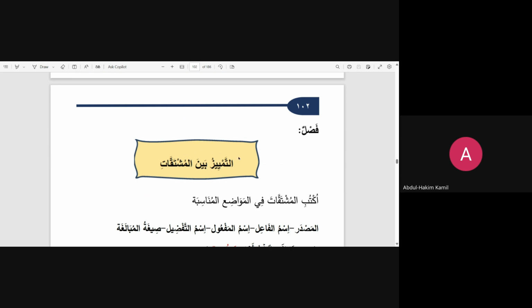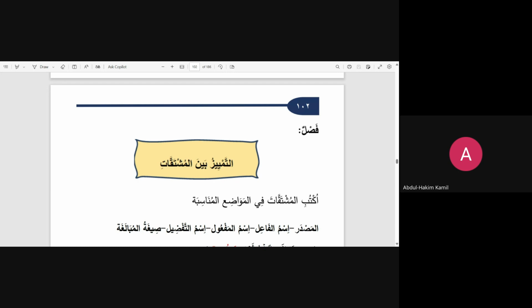Chapter: distinguishing between the derived nouns. We finished the derived nouns, we thank Allah. How many are there? Who's going to name them in the order that we took them? Ism fa'il. What's after that? Siga al-mubalagha. What's the connection between ism fa'il and siga mubalagha? Siga mubalagha is ism fa'il, but done in exaggeration and abundance. First we did ism fa'il and siga mubalagha.